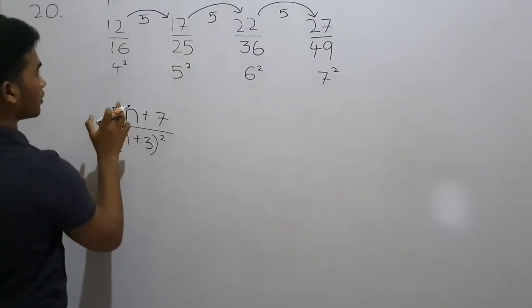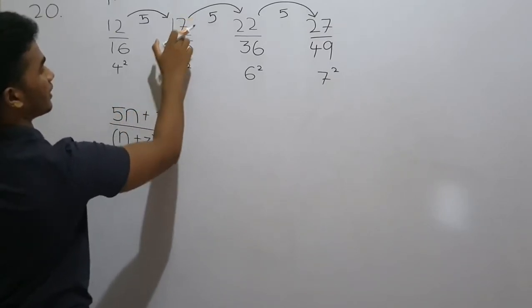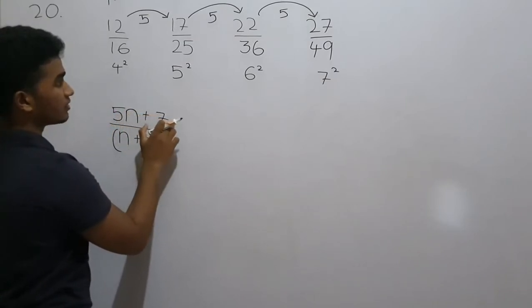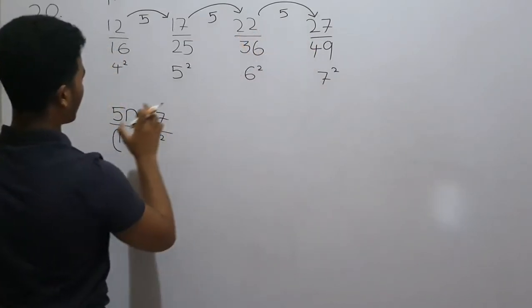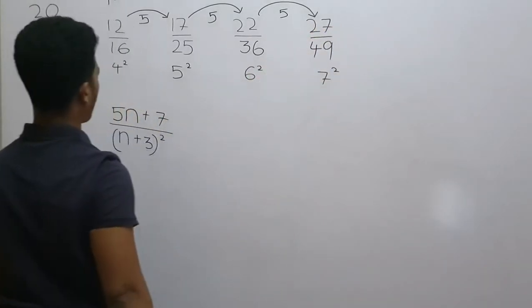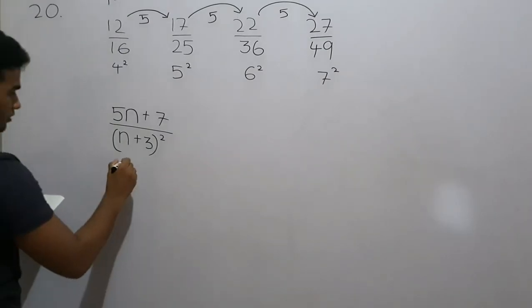So now check it for the second term. 5 times 2 is 10, 10 plus 7 is 17. 5 times 3 is 15, 15 plus 7 is 22. 5 times 4 is 20, 20 plus 7 is 27. So our final nth term is this.